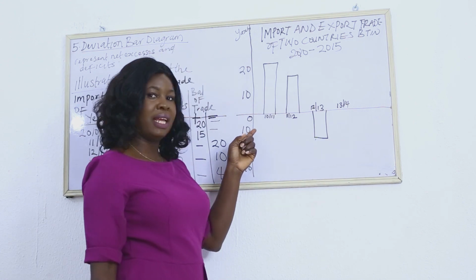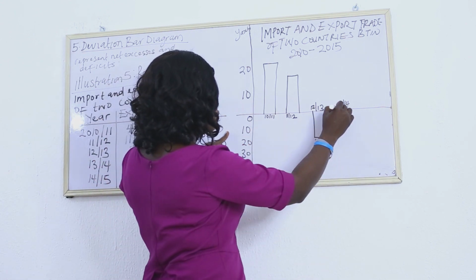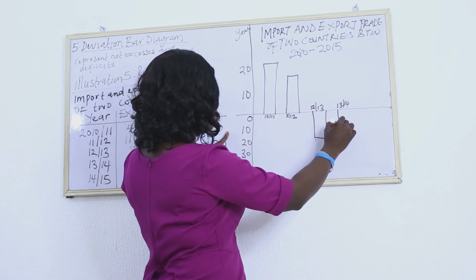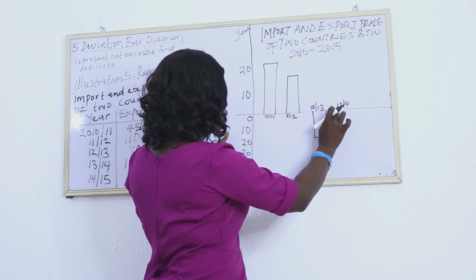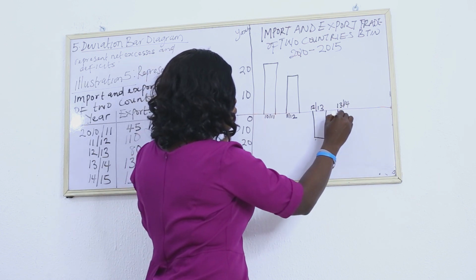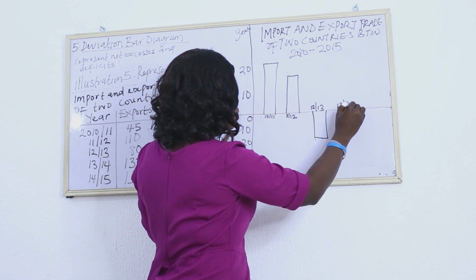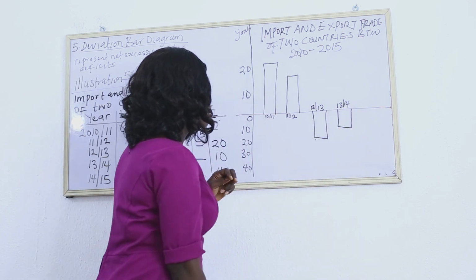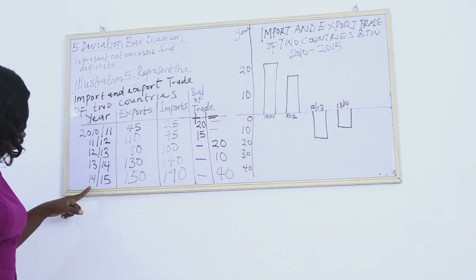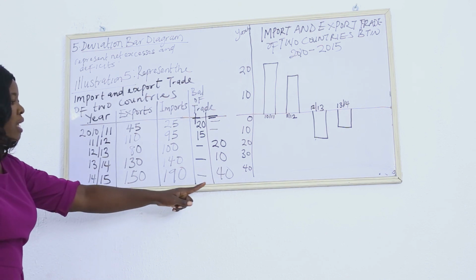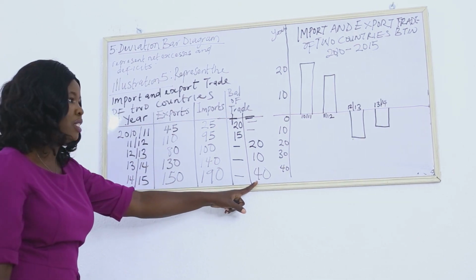2013, 2014, a deficit of 10. So I also draw the graph to reach 10. I come here and put 10. I write 10. Then for the last year, which is 2014, 2015, is also a deficit of 40.